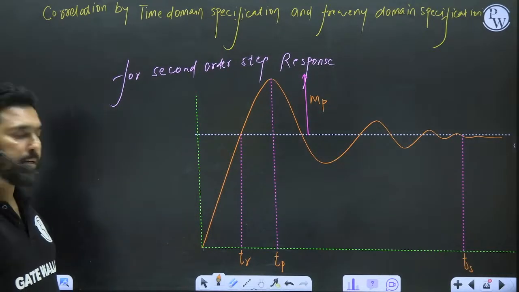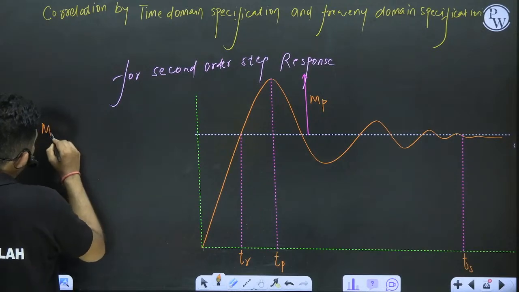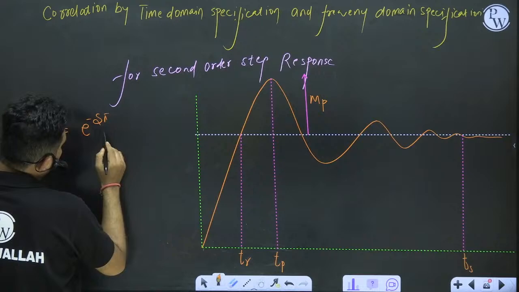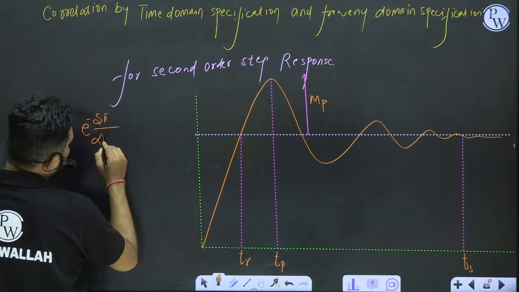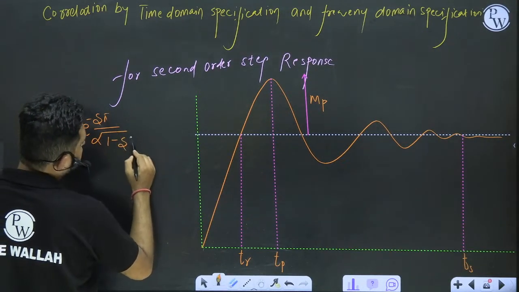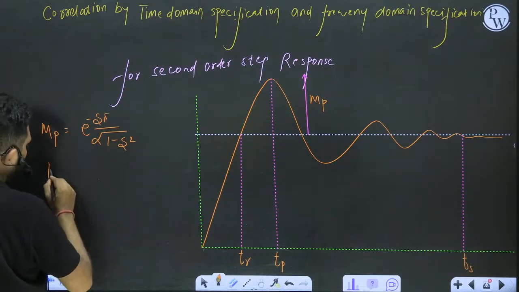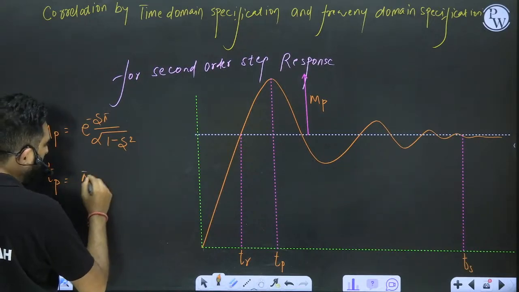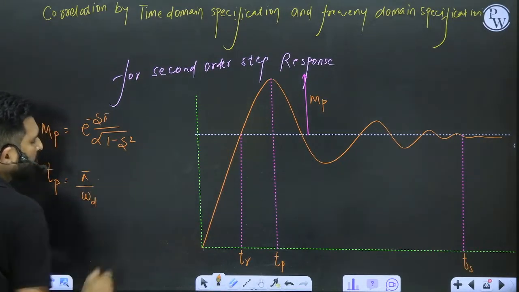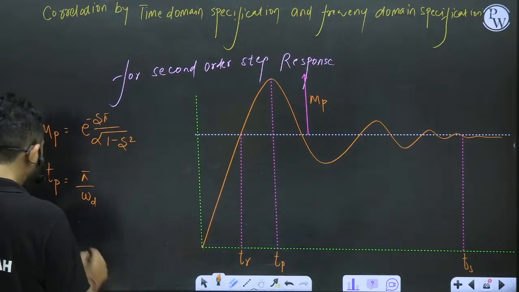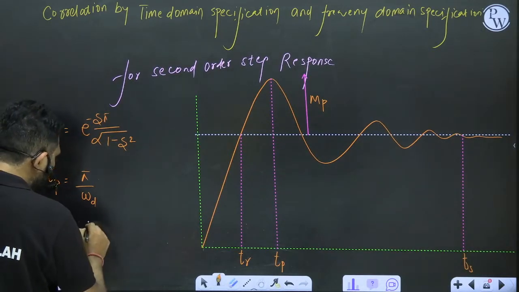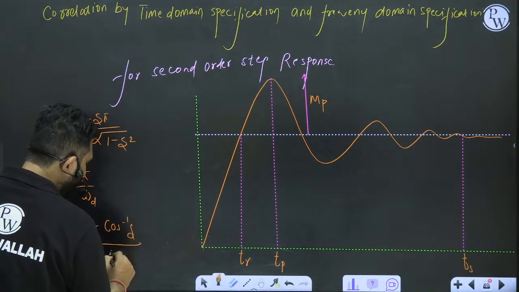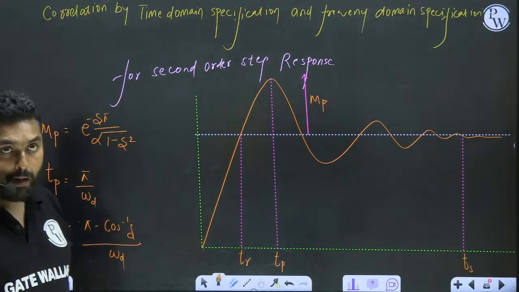So time domain parameter says that my MP was e to power minus of zeta pi divided by root of 1 minus of zeta square. My peak time was n pi by omega d. Let's take for first case pi by omega d. And my rise time was pi minus cos inverse zeta by omega d. These are the three parameters I'm interested in.